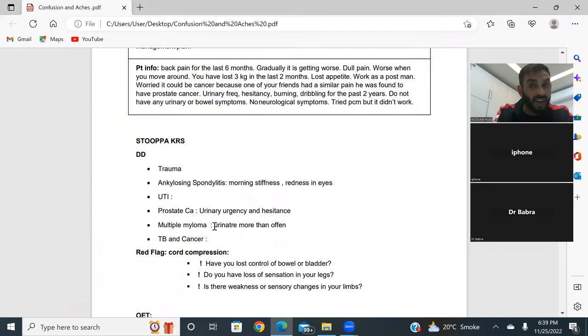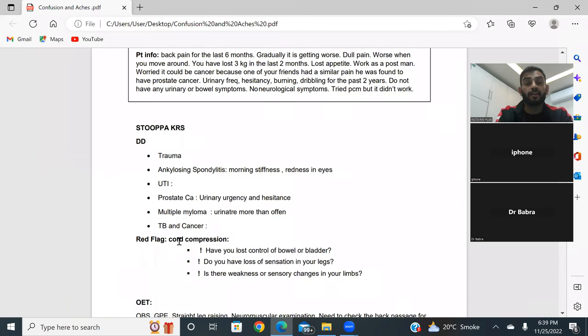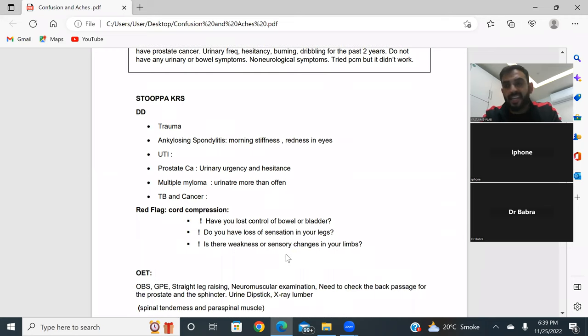Multiple myeloma: urinating more often, okay? Multiple infections, because in multiple myeloma there are a lot of infections. So we will be asking this question, then the TB and cancer questions. Then there are other questions that are the red flags of cancer in general. What are the general questions? Weight loss. We will be ruling out TB and any cancer symptoms, which we generally call red flags as well. Any cancer can cause cauda equina syndrome. Any cancer of the spine can cause cauda equina syndrome. So we cannot forget to ask the red flags of cord compression here.